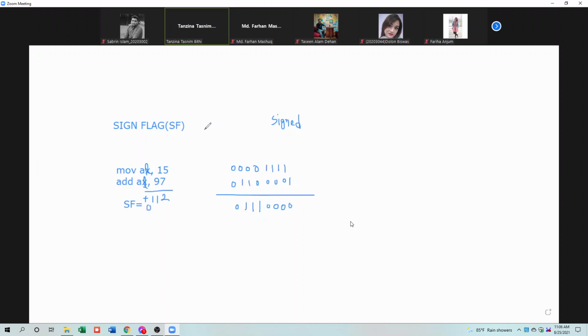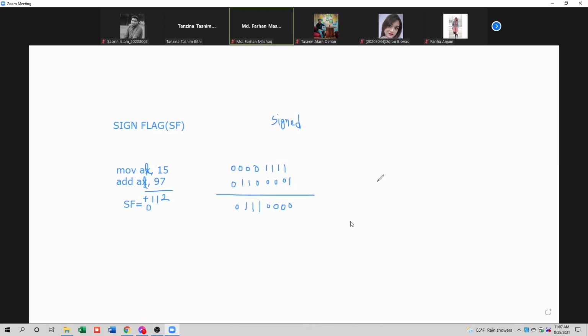What is the sign flag register? It will indicate the sign of the result of an operation. Now, in this example, we just added two signed numbers, plus 15 and plus 97. And after that, we got a result where the MSB is 0. That means the result is also a positive number. So when the result is a positive number, the value of the sign flag register will be 0. But if the most significant bit in the result is 1, then the sign flag register's value will be 1. Clear?